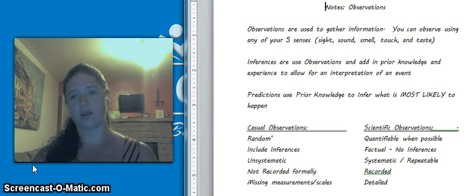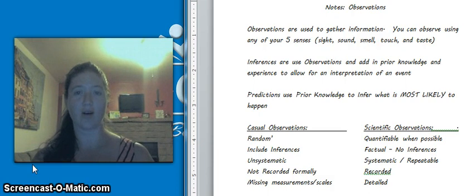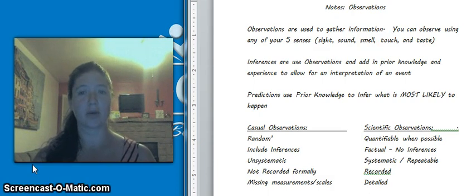We always record our scientific observations. We put them in data tables. We want to have a hard record of them, because then if someone goes to repeat our experiment, we want to have our hard data so they can compare their hard data to our hard data.